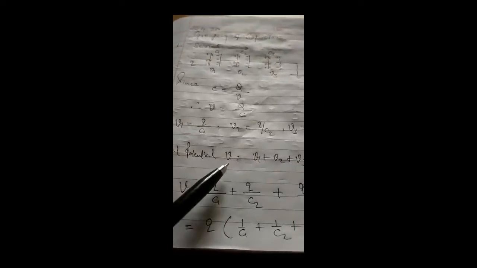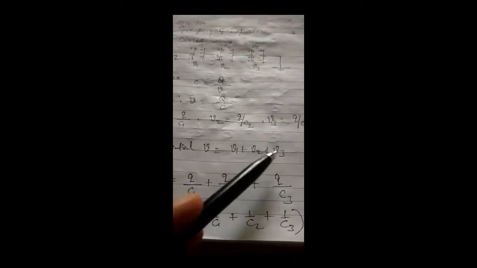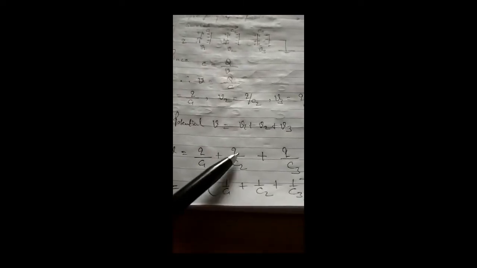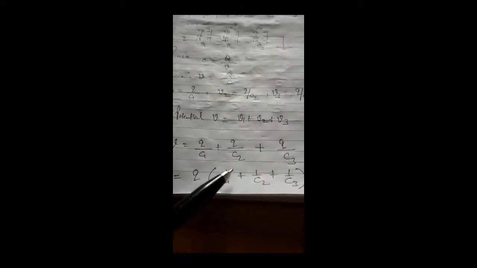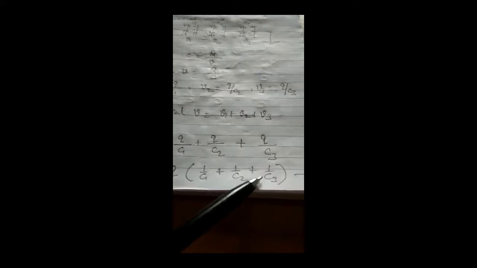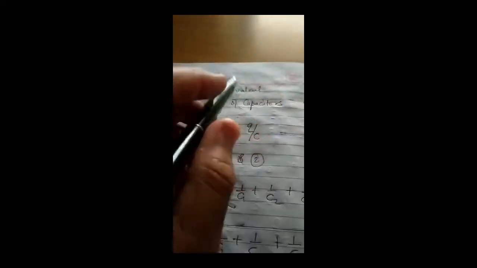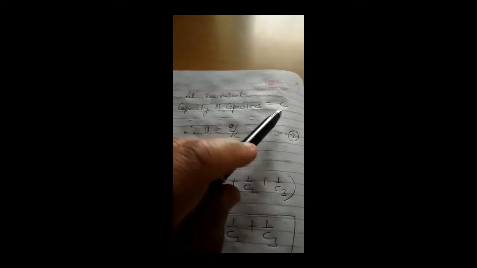So the total potential V will be equal to V1 plus V2 plus V3. Therefore V will be equal to Q by C1 plus Q by C2 plus Q by C3. Now Q is taken common, so V will be equal to Q times (1 by C1 plus 1 by C2 plus 1 by C3). Now we suppose the equivalent capacity of all the capacitors is C, and therefore V is equal to Q by C.